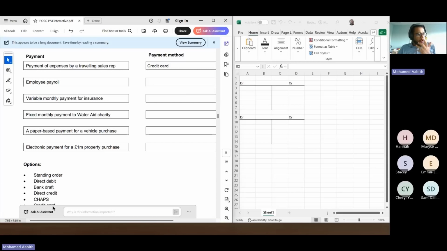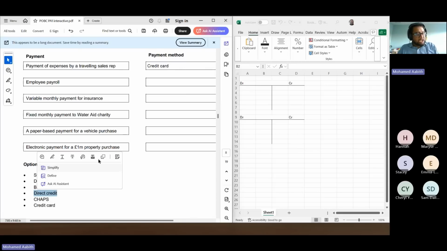Employees' payroll. How do you normally pay? By CHAPS, standing order, direct debit. Oh, direct credit. That is what BACS means. BACS means bank direct credit. Okay, so here we're going to say direct credit.